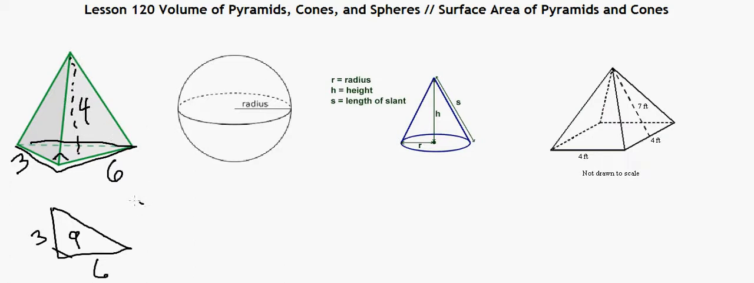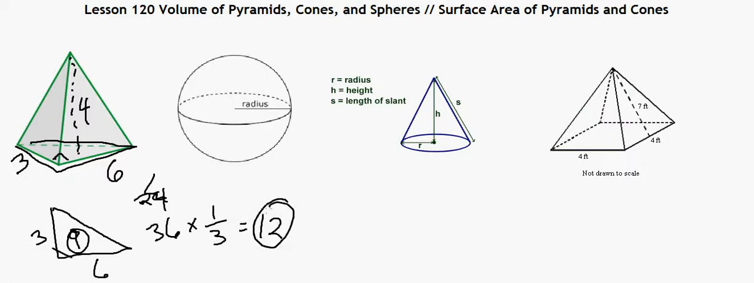So this height is 4. What do I need as the last step? 4 times 9, the area of the base, is 36. And what did we say? Find 1/3 of that. So 36 divided by 3 is 12, which is the volume of this shape.